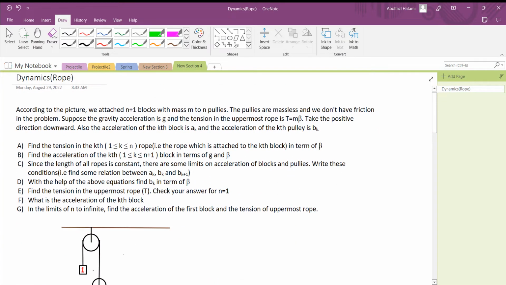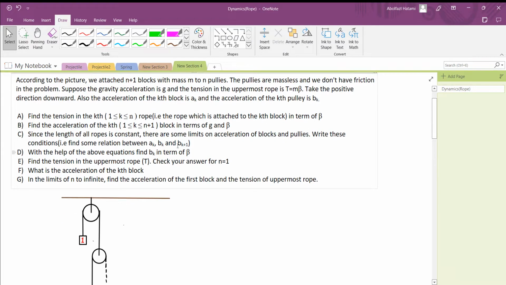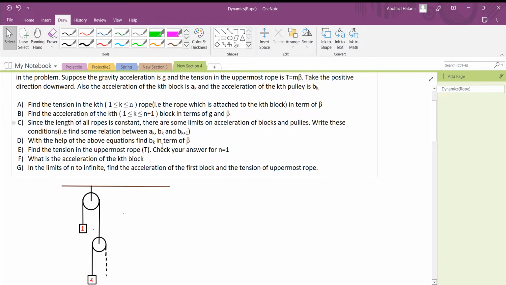Okay, let's go to part C. It says that since the length of all ropes is constant, it means that during the time the length of each rope doesn't change. For example, consider that the length of a rope is L. So the derivative of L with respect to time is 0. Since the length of all ropes is constant, there are some limits on acceleration of blocks and pulleys. Write these conditions, meaning find some relation between ak, bk, and bk plus 1.